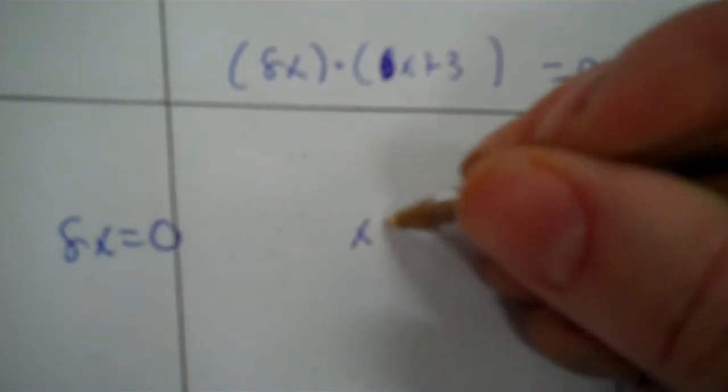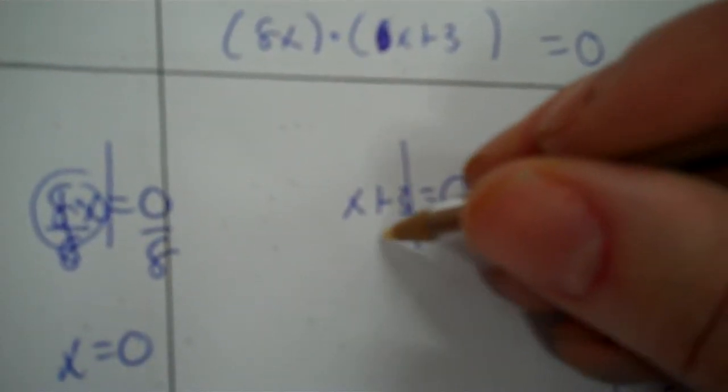So you bring those 2 parentheses, the 8x and the x plus 3, over here. Now one thing, if x has a 1 in front of it, get rid of it. That's stupid to have. Now if it's an 8, you don't get rid of it. Now you set each one of these factors equal to 0. 8x equals 0, x plus 3 equals 0.